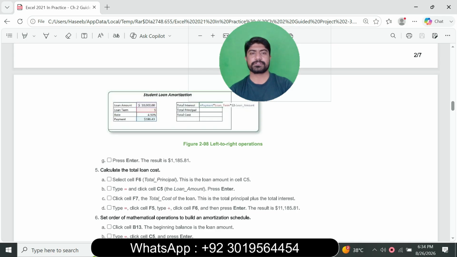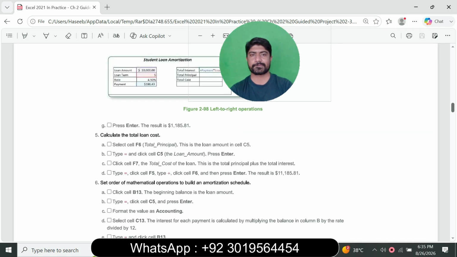So question number 5 is, calculate the total loan cost. Select cell F6, total principal. This is the loan amount in cell C5. Type is equal to, click cell C5, the loan amount, and press enter. Then click cell F7, the total cost of the loan. This is the total principal plus the total interest. Type is equal to, click cell F5, type plus, and click cell F6 and press enter.